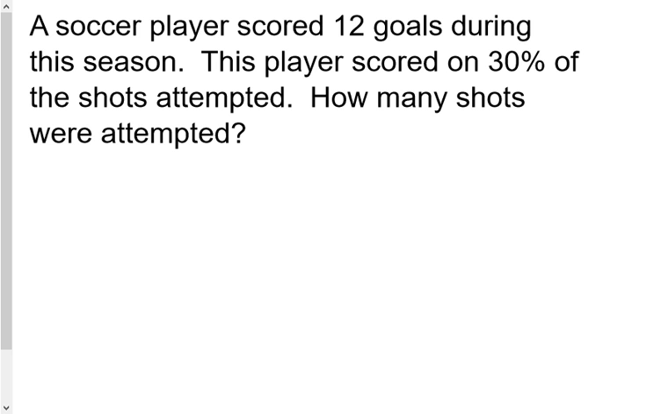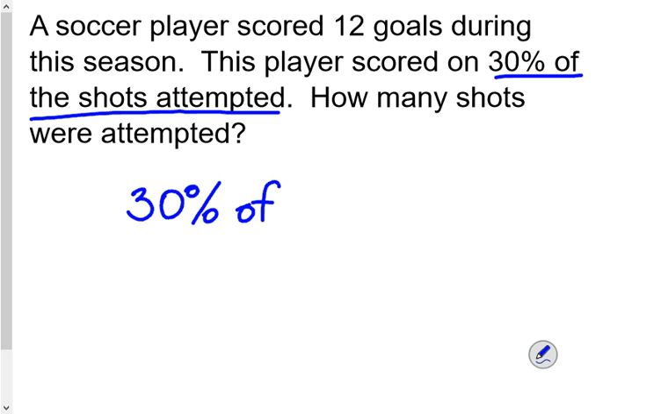All right, let's try another one. Let's look at this in context. A soccer player scored 12 goals during this season. This player scored on 30% of the shots attempted. How many shots were attempted? So when I look at this, the player scored on 30% of the shots attempted. So 30% of, do we know the number of shots attempted? No, it says we want to figure out how many shots were attempted.